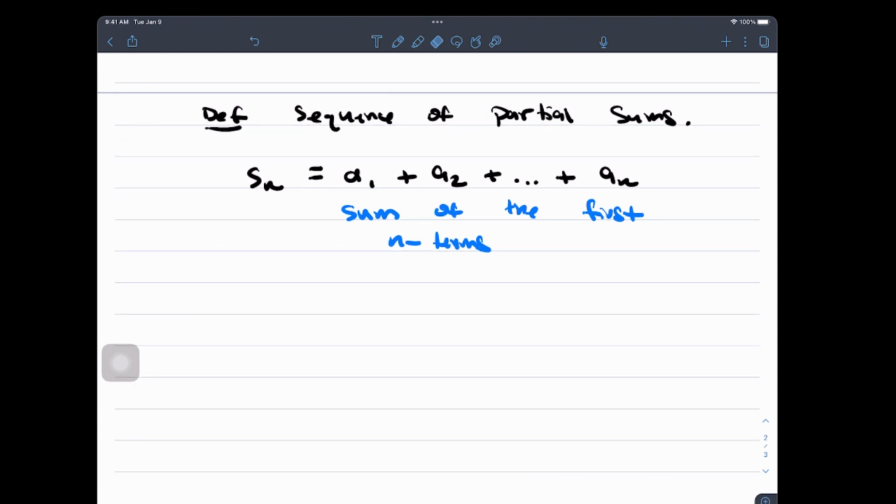Now you might say, well, what do you mean? What does that mean? This is how we define it. So notice this n here. This is the key. n goes from 1 up to what? To little n. Sequence of partial sums.